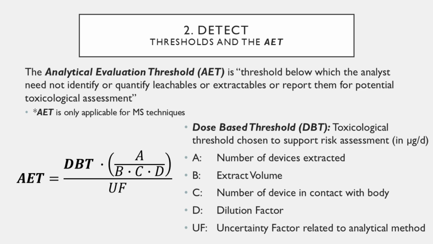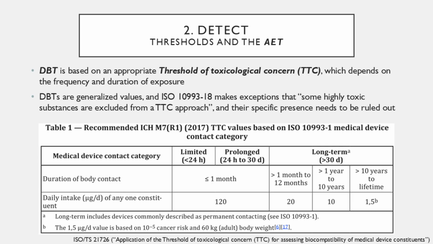But before I talk on that, let's look at the dose-based thresholds and understand how analytical scientists and toxicologists came up with one size fits all placeholder for all toxic compounds. So the DBT, the dose-based threshold, is based on an appropriate threshold of toxicological concern, the TTC, which really depends on the frequency and duration of exposure. Now, DBTs are generalized values, and it can be used as a placeholder, but the Dash 18 standard does make exceptions for some highly toxic substances that are excluded for this. And this might be cancer causing compounds for which you can't just use this rule of thumb. You might need to actually detect lower based on these particular concerns. But for the most part, the TTC is governed by the exposure for the medical device.